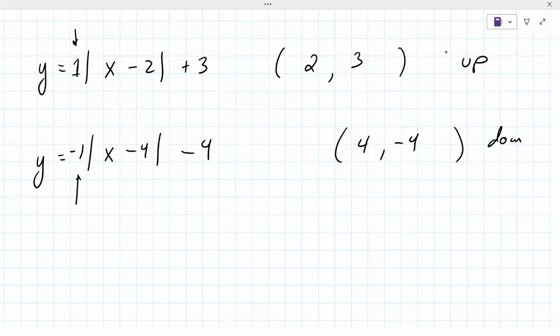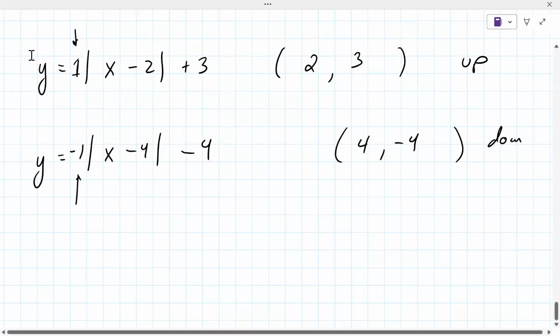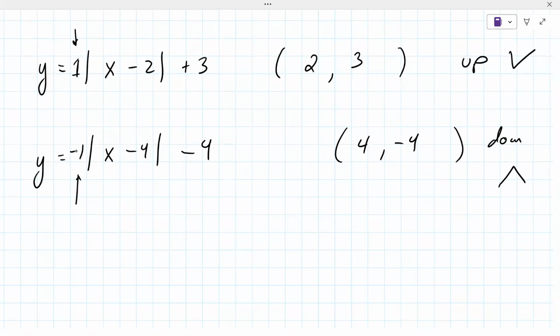It does not affect the vertex. It just tells you whether the graph opens up or down, whether it's a V up or a V down. That's it. Okay. And all this is leading to the domain and range, which hopefully we'll get to here.